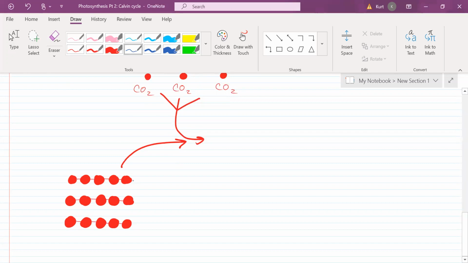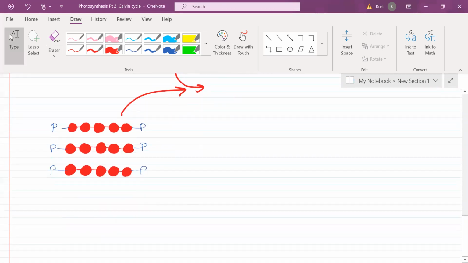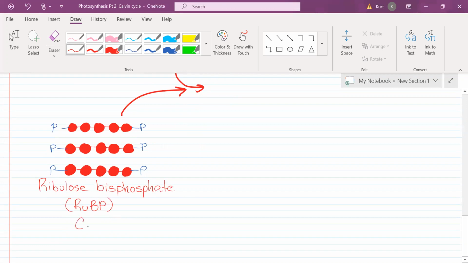And on both sides of this molecule, there's a phosphate group. So this molecule has a proper name, it has a nickname. The proper name is ribulose bisphosphate. Its nickname is RuBP, and it is a C5 molecule. You have 3 of them.